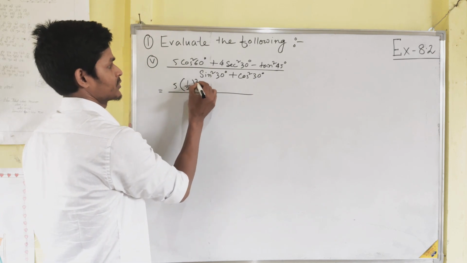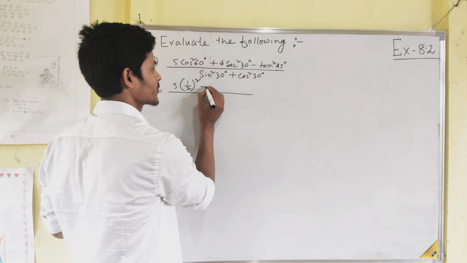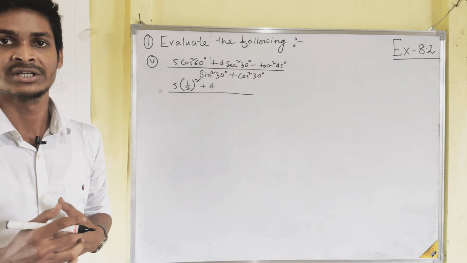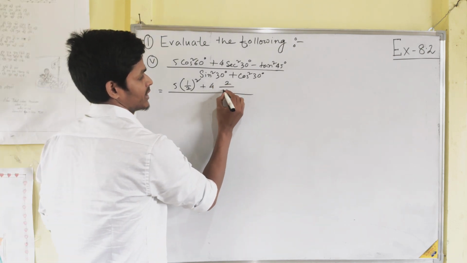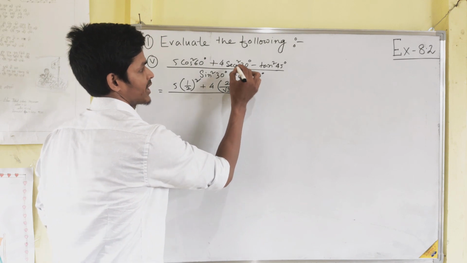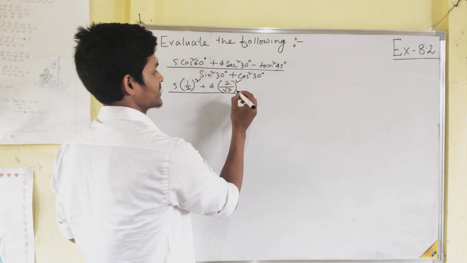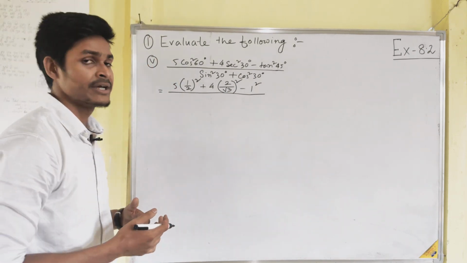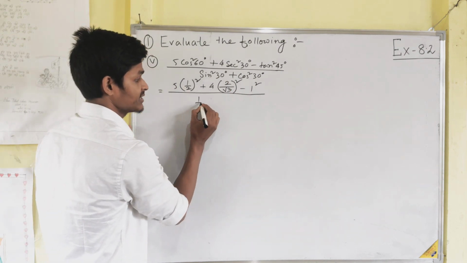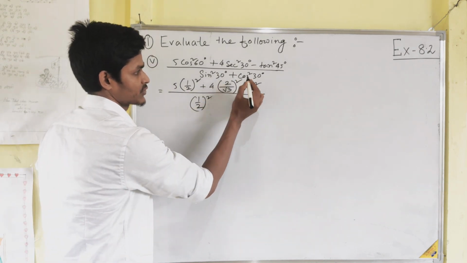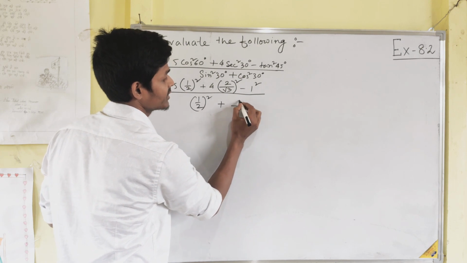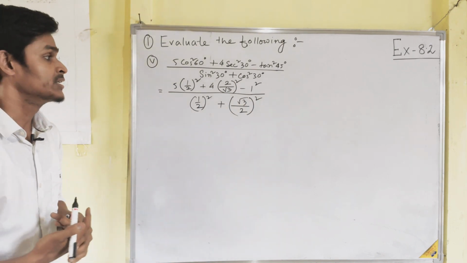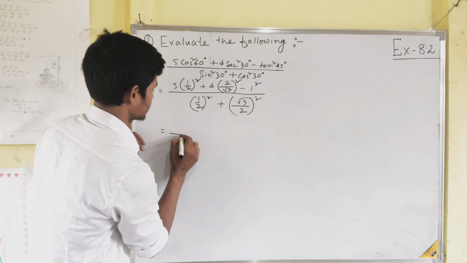1 by 2 and square it, because here cos square 60 degree plus 4 sec square 30 degree. Sec 30 degree is 2 by root 3. Okay. So 2 by root 3 and square it, because sec square 30 degree minus tan square 45 degree. Value of tan 45 is 1, so 1 square. Okay. So now sin 30 degree. Sin 30 degree is half and square it, because sin square 30. Here also cos 30 degree is root 3 by 2 whole square.